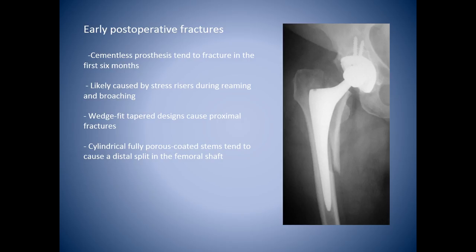The early post-op fractures, these are the ones that you usually see where there's been an aggressive broaching and impaction of the non-cemented type of implants. And there usually is an unrecognized small crack fracture, and they start weight bearing on them, and then within the first 6 months they progress to full fracture. The implants that are most likely to blame are these triple tapered wedge fit designs. And these usually fracture high up in the metaphysis. The fully coated cylindrical type of implants tend to fracture down here, and that's usually due to aggressive over-reaming.